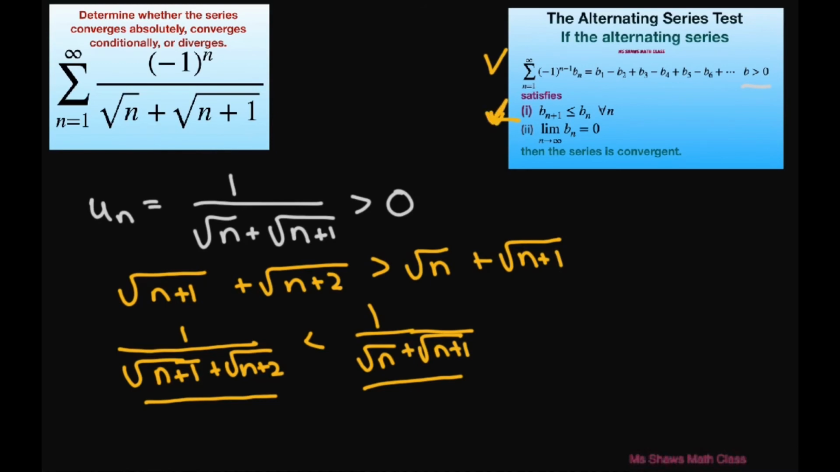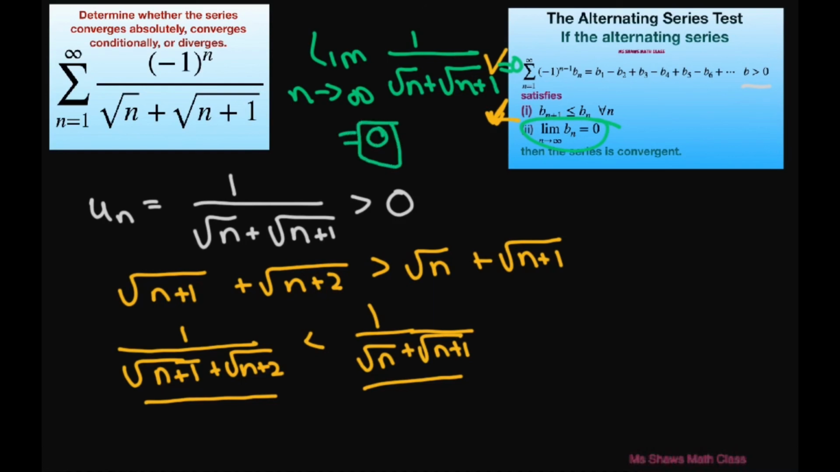And now let's check our limit. So if you do the limit as n approaches infinity of 1 divided by square root of n plus square root of n plus 1, that does equal 0. All right, because it's going to get closer and closer to 0. So let's put equals 0 there so you can see it better. All right, therefore, this is conditionally convergent.